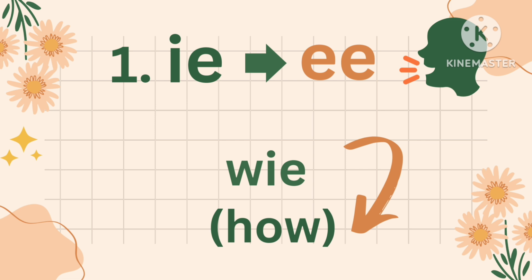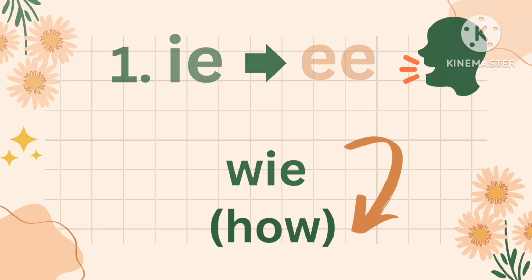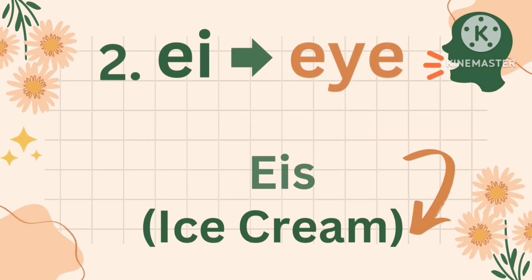IE sounds as E. For example, wie. EI sounds as I. For example, Eis. Eis.